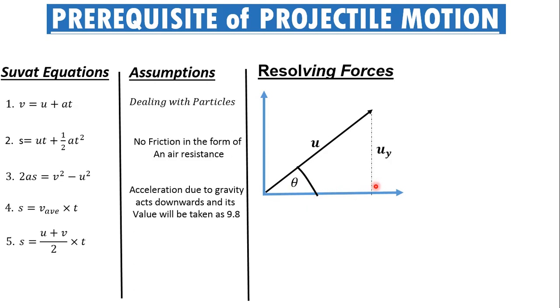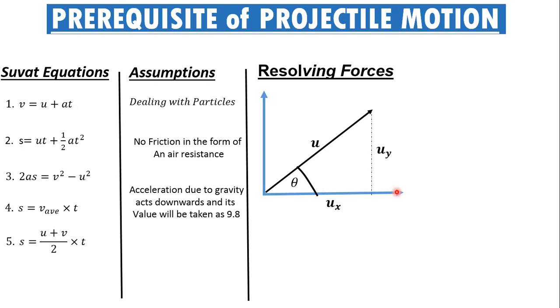One is along the vertical axis and we call it the vertical component, one of the rectangular components of U, and the other is along the x-axis or the horizontal axis and we call it Ux, which is the horizontal component or the x component of the initial velocity U.